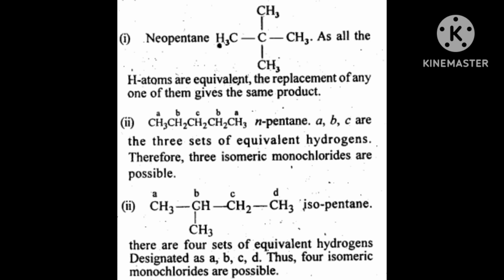Chlorine containing antibiotic, as for example, chloramphenicol, spelled C-H-L-O-R, A-M-P-H-E-N-I-C-O-L. This is an antibiotic produced by soil microorganisms, and it is very effective for the treatment of typhoid fever.